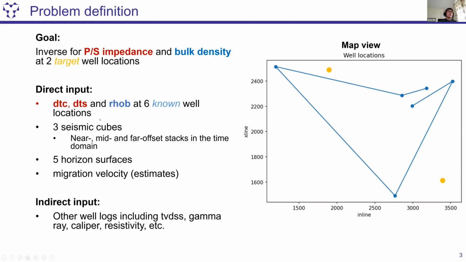And the direct input the organizers gave us is the following. First, we have the well logs. The most important logs are the DTC, DTS and RHOB. DTC and DTS are directly related to the impedances, and RHOB is the bulk density. We have wells at 6 locations shown as blue dots over there. The solid line doesn't mean anything, it just gives you a sense of the order of all these 6 wells. And those are our labels.